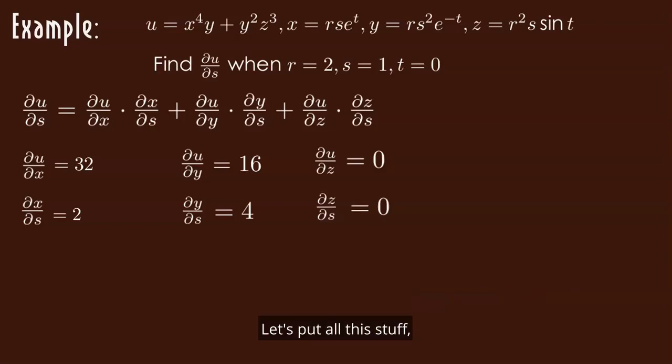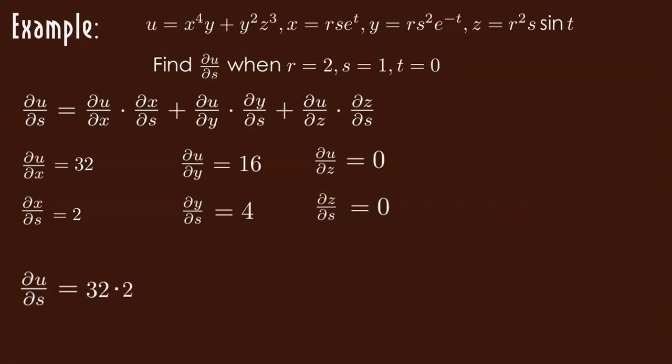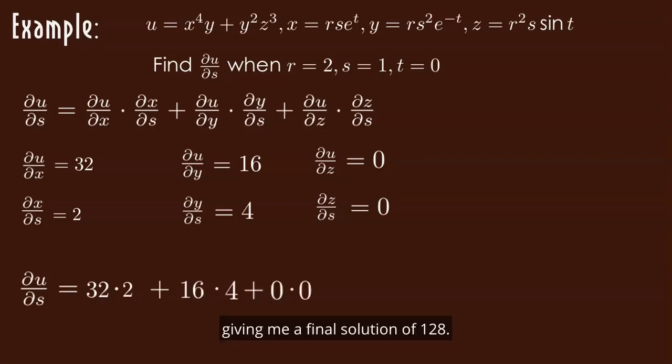Let's plug all this stuff into the equation. Partial of u with respect to s. I have 32 times 2, I have 16 times 4, and I have 0 times 0, giving me a final solution of 128. You need to be organized.